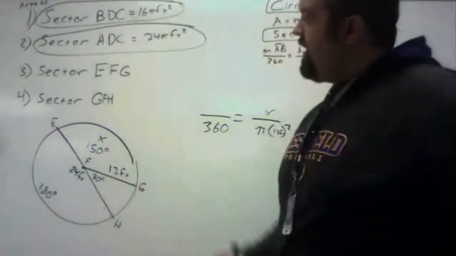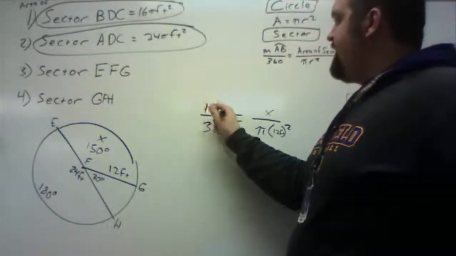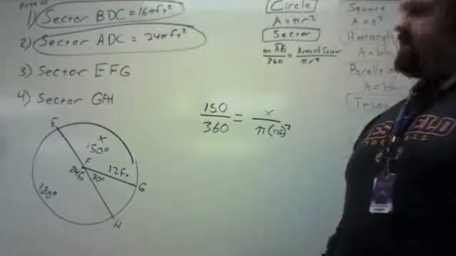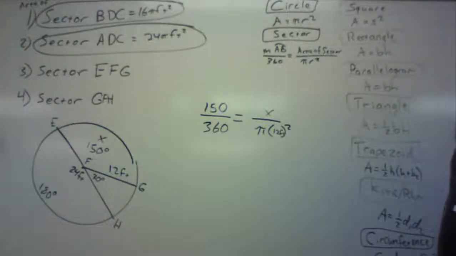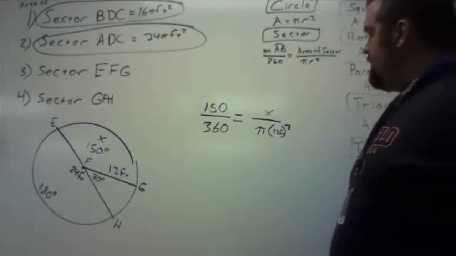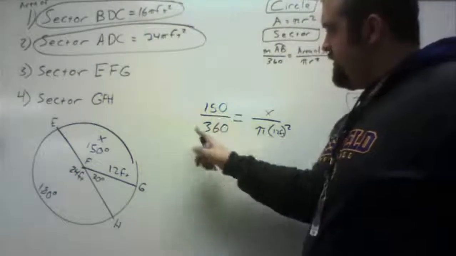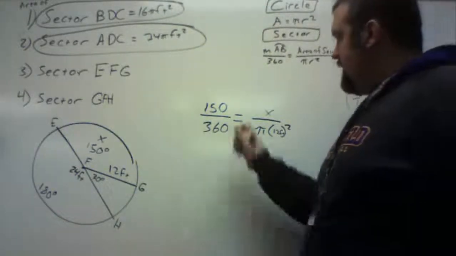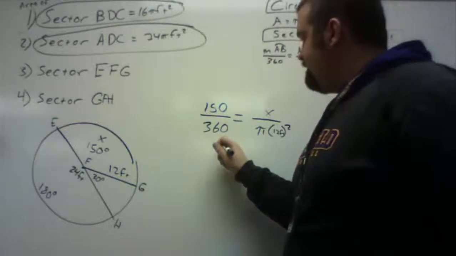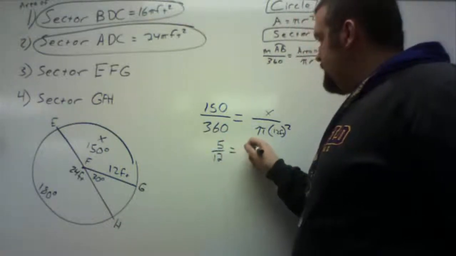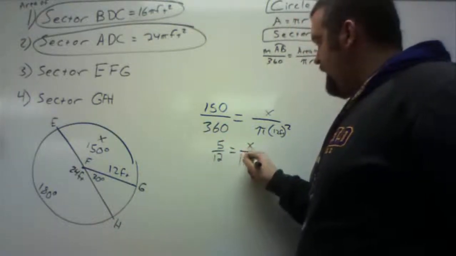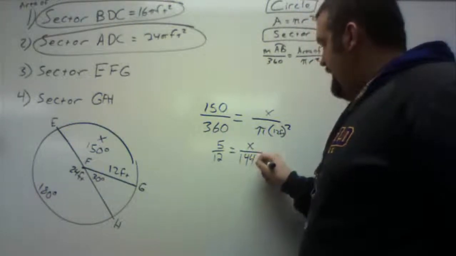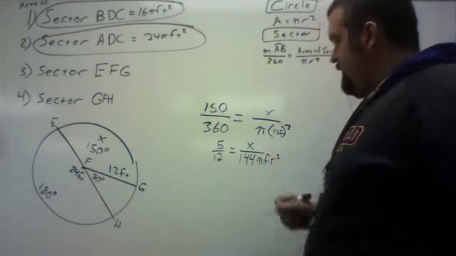The measure of that arc is 150. Again, I found this yesterday. It's the same circle as yesterday, but the measure of that arc is 150 degrees. So the measure of the arc to 360 equals x to the area of the circle. Okay. Simplify again. 5/12 equals x over 144 pi feet squared.